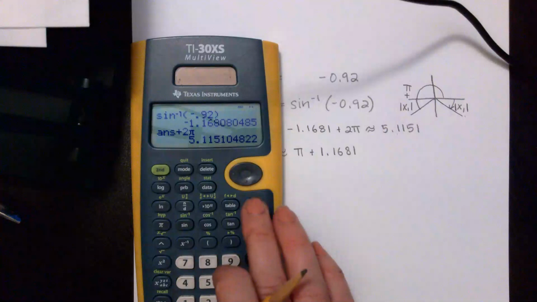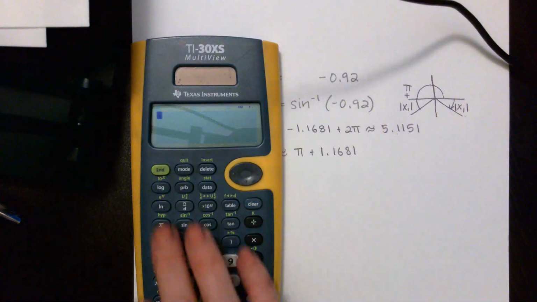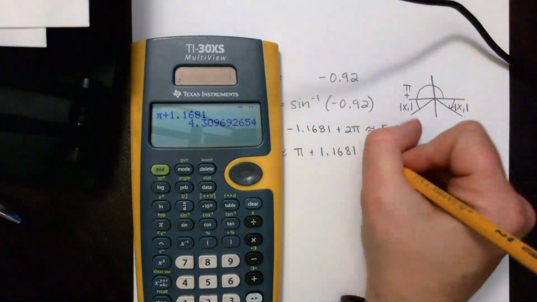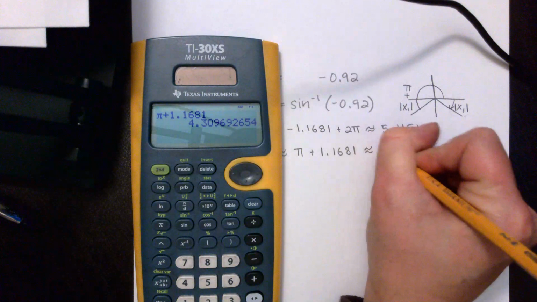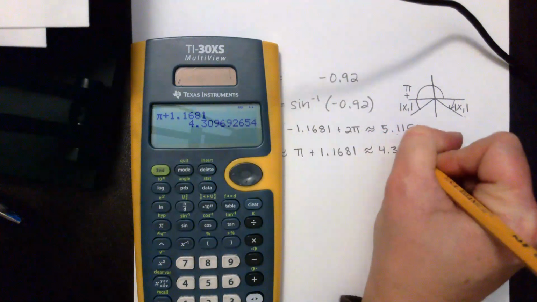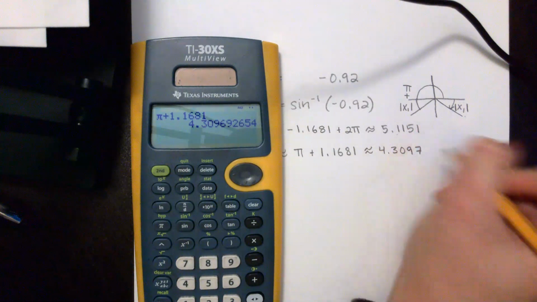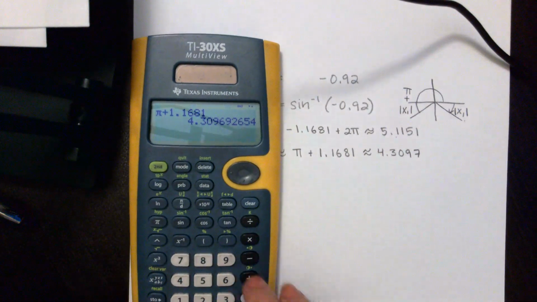So pi plus 1.1681 gives me about 4.3097. Okay, so again, we can check this.